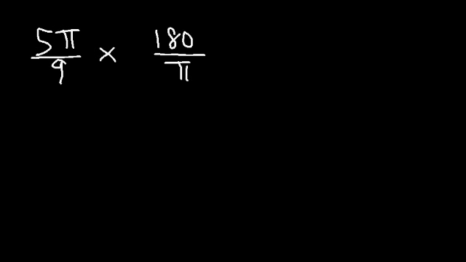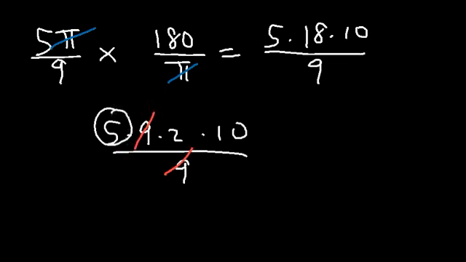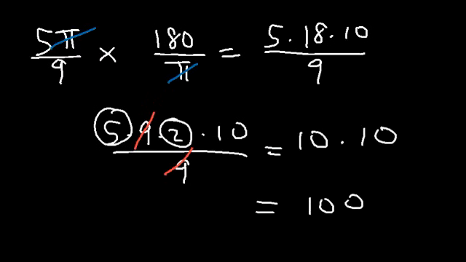Let's try one more example. Let's try 5 pi over 9. Let's convert that to degrees. So let's multiply by 180 divided by pi. These two will cancel. 180 is basically 5 times 18 times 10, and 18 is 9 times 2. So we can cancel a 9. Now 5 times 2 is 10, and 10 times 10 is 100. So 5 pi over 9 is equal to 100 degrees.